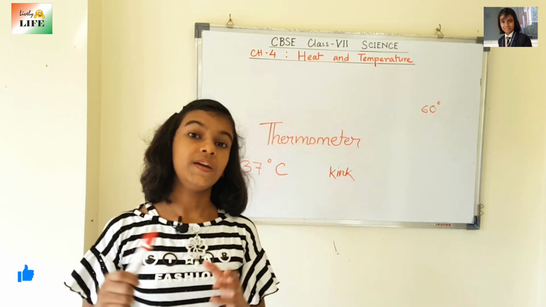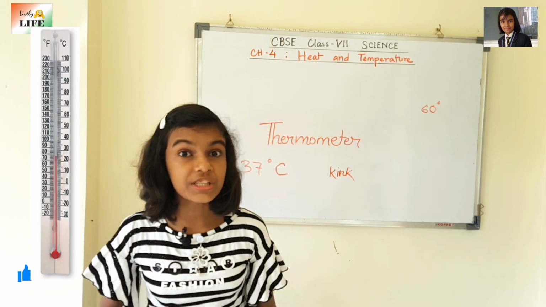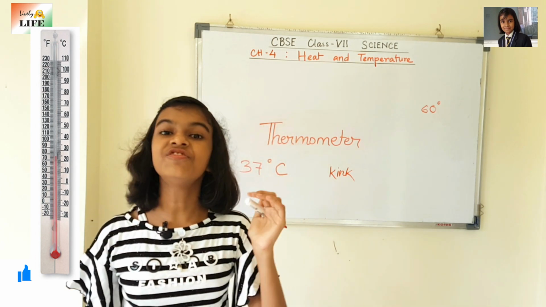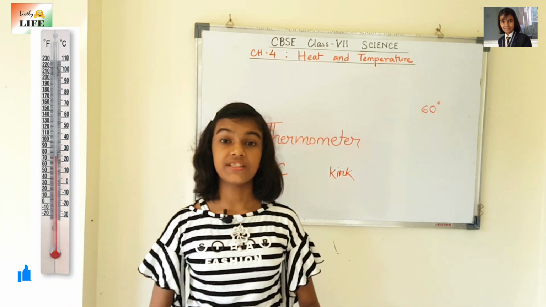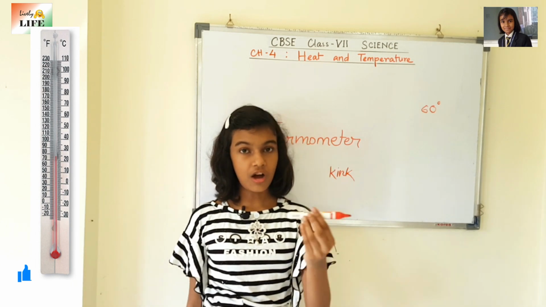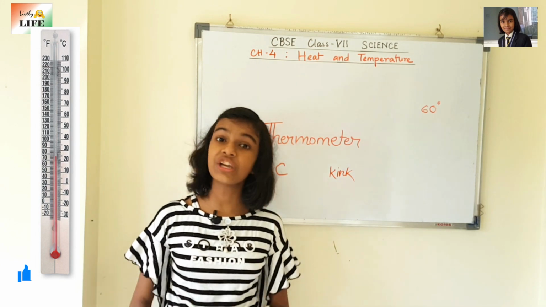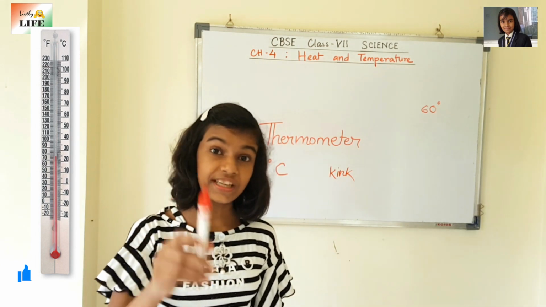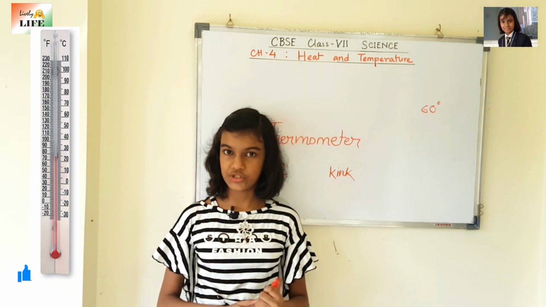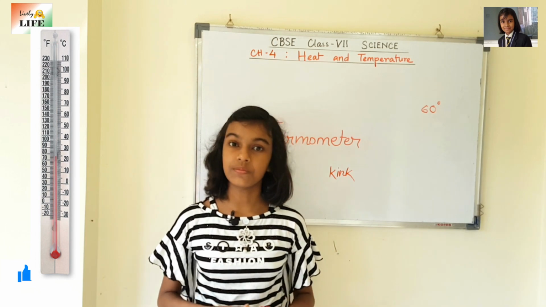So what are laboratory thermometers used for? Laboratory thermometers are used for measuring the temperatures of objects. Any object. They are used for measuring the temperature of any object, of water, of this pen, of this board. The temperature of any object can be measured through the laboratory thermometer. But a laboratory thermometer cannot measure human temperature. Okay? It can measure the temperature of any object.